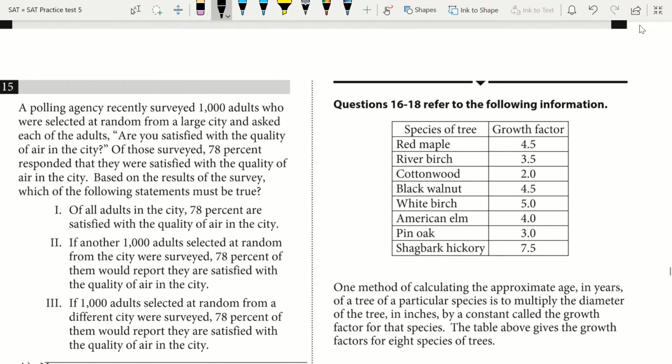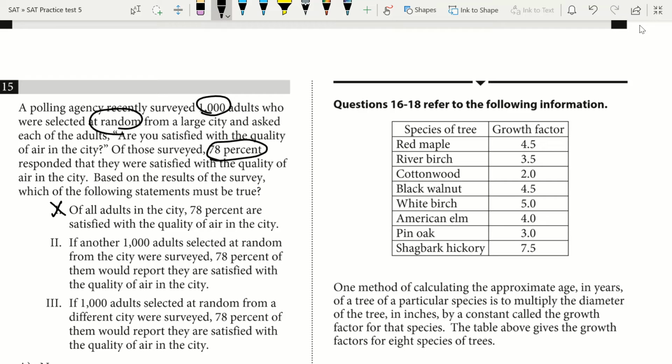All right, question 15. A polling agency recently surveyed 1,000 adults who were selected at random from a large city and asked each of the adults, are you satisfied with the quality of air in the city? Of those surveyed, 78% responded they were satisfied with the quality of air in the city. Based on the results, which of the following must be true? Of all adults in the city, 78% are satisfied with the quality of air in the city.